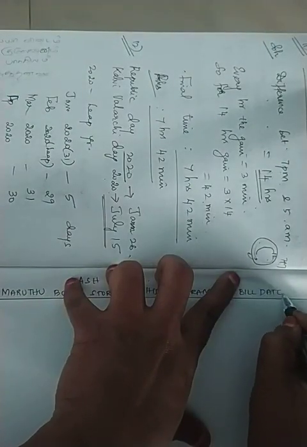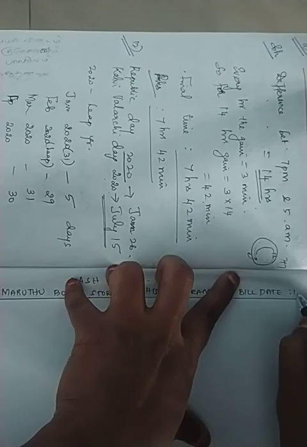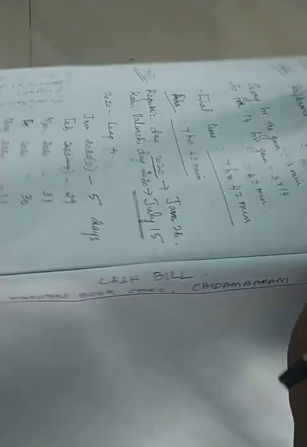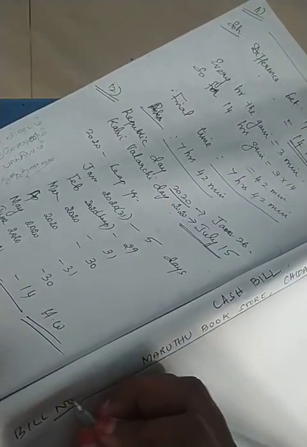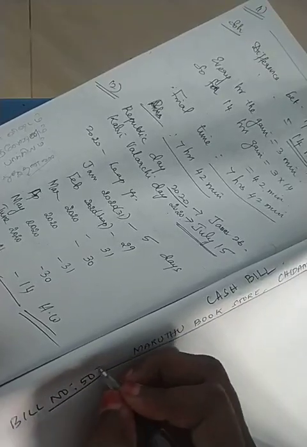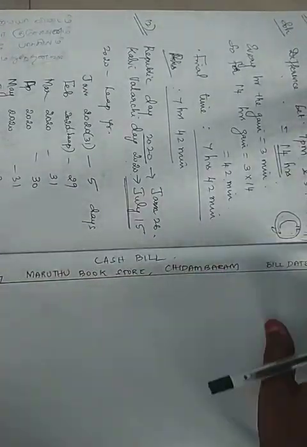What is the bill date? The bill date they have given is 12.04.2018, and the bill number, wait, I will write it here. Bill number is 507. Then I will draw the columns.